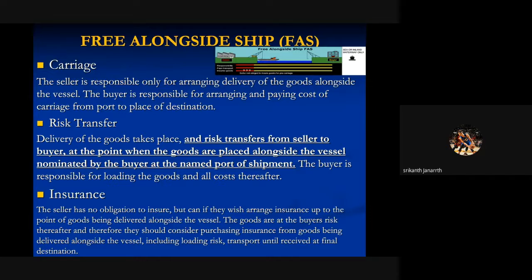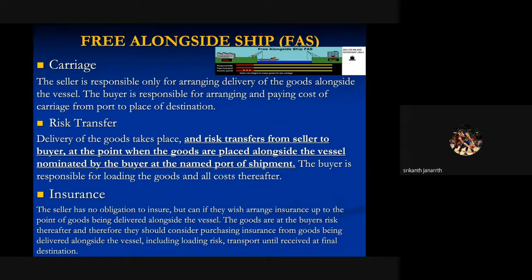So the risk is transferred from the seller to the buyer at the point when the goods are placed alongside the vessel nominated by the buyer. So the buyer only will nominate, because the buyer is going to pay the freight. So the buyer will tell the seller, okay, you come and place it alongside the ship. This is the ship that I'm going to pay freight for, collecting goods and bringing them to my country. So the buyer is going to do the rest of the things. So he has to nominate a particular vessel name. So the seller will go and keep it alongside the vessel. So his price will be free alongside ship.